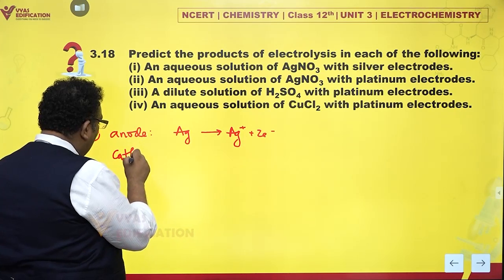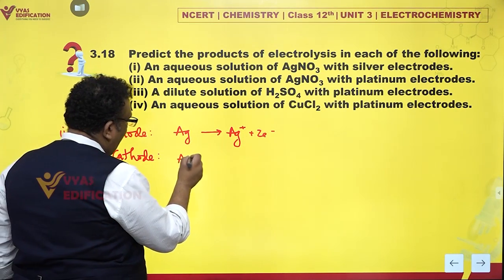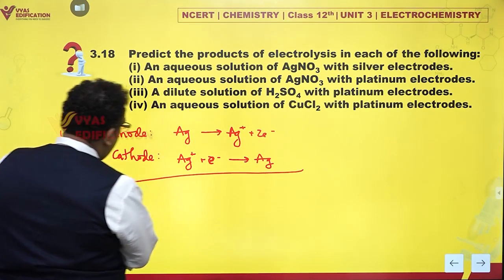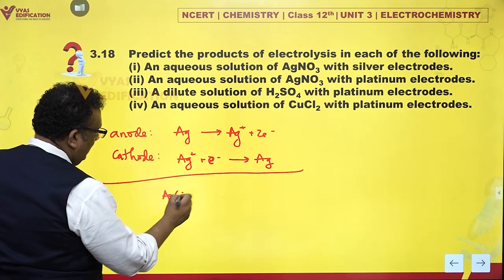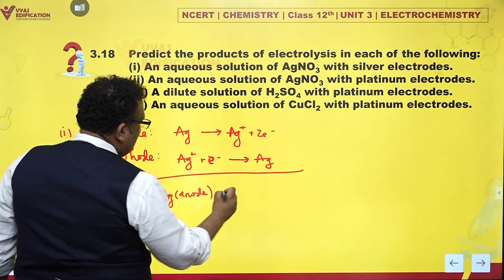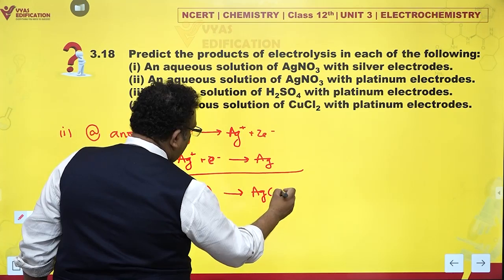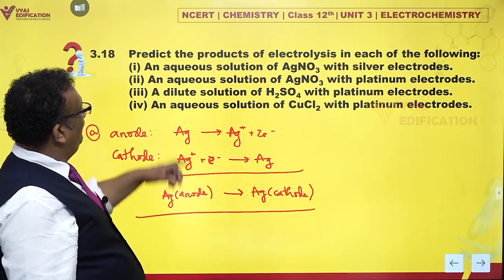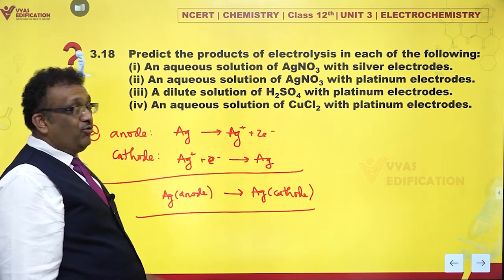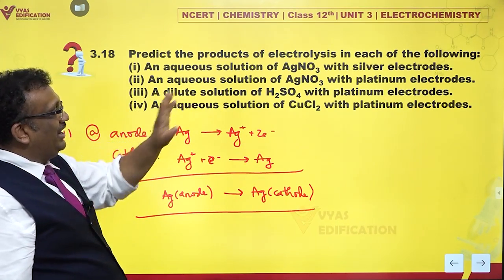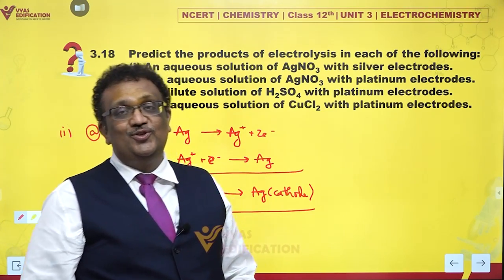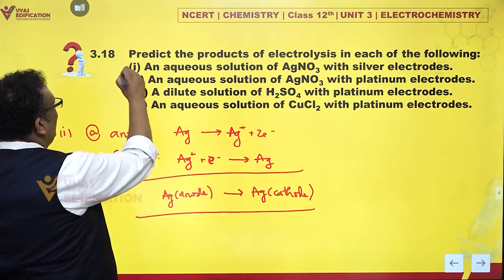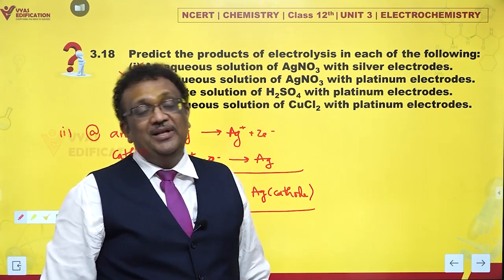And then what happens at cathode? Now the solution has plenty of silver ions. So silver ions just take up electrons and get deposited. So Ag at anode just gets transferred to Ag at cathode. And nothing new happens when we are talking about electrolysis products, when silver nitrate aqueous solution is electrolyzed using silver electrodes. Beautiful but simple. And you know, this reaction is used very much in electroplating of silver.